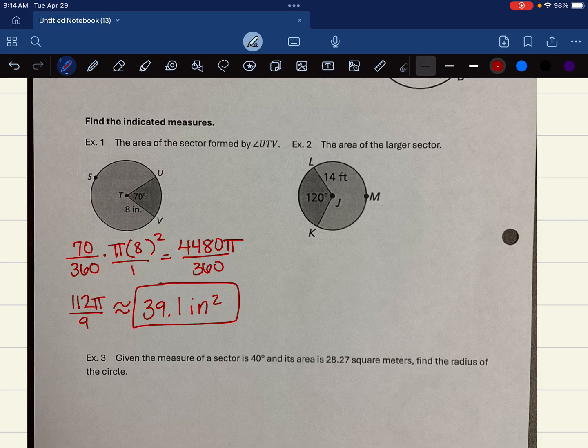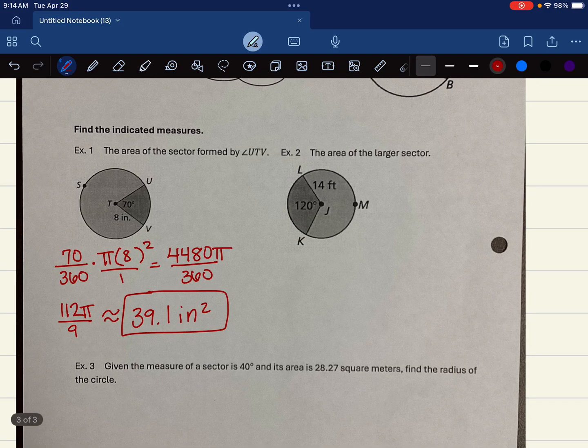Example 2 is similar. The difference is, what do they ask you for example 2 to find? The larger sector. Well, if the smaller sector is 120 degrees, how many degrees does that leave me over here? 240. Good. I'm going to work this problem the exact same way we just did. We take 240 over the total, which is 360, times what? Pi times 14 squared.